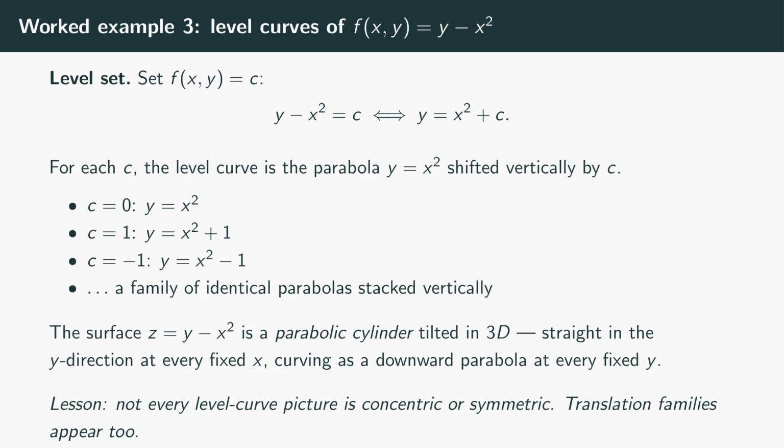There is no special center, no degeneration, just a stack of parallel parabolas. Geometrically, the surface c equals y minus x squared is a parabolic cylinder tilted in 3D. At every fixed x, the surface is linear in y, z equals y minus a constant, a slanted line. At every fixed y, the surface is the downward parabola z equals negative x squared plus a constant. The takeaway: level curve plots come in all shapes: concentric circles, hyperbolas, ellipses, translated parabolas, spirals, whatever. They are the universal 2D projection of a 3D surface.